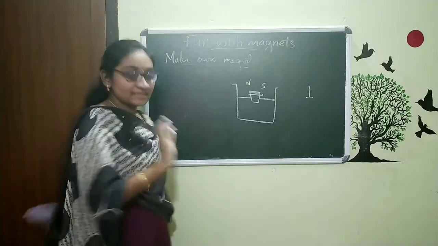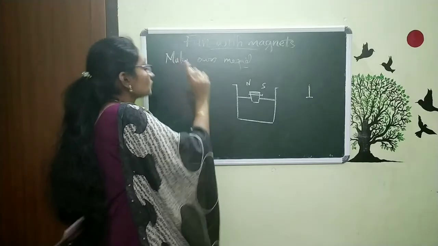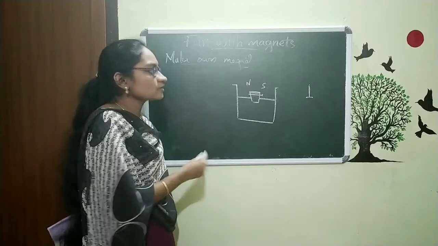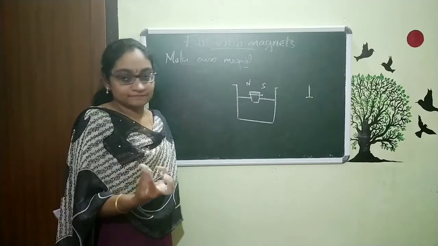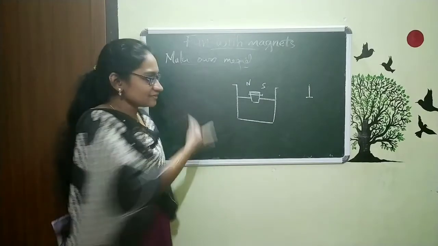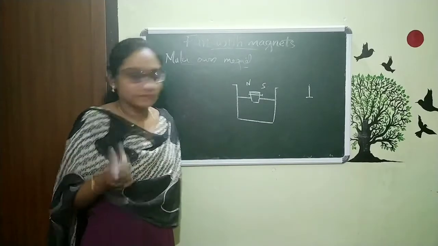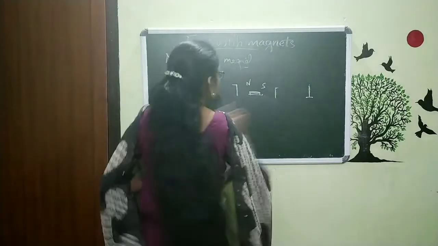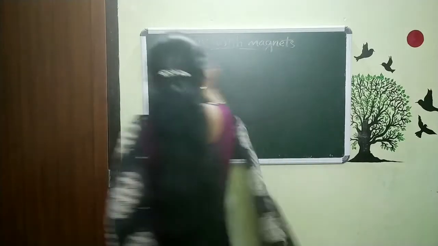So the thing is very simple. Here we can make what? A compass using a needle and a cork with the help of some water. So this is how we can make a compass in our home. This you can see in some sort of films and all. So this is all about how we can make a compass in our home.